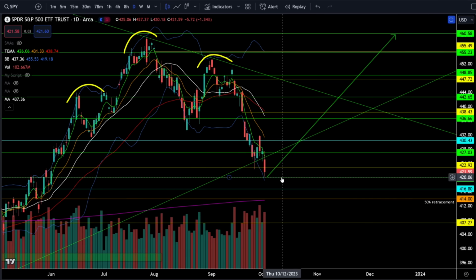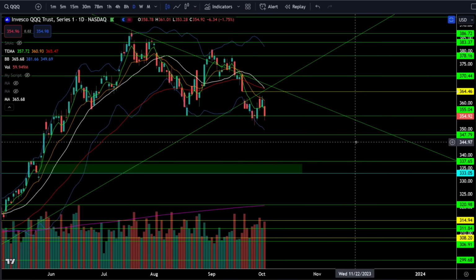Now below 420, we likely flush down towards 417 and then the next level at 414. But I do think we need a bounce in the short term before we can go any lower. However, let the price action do all the talking, and if we break below 420, those are going to be your price targets lower.